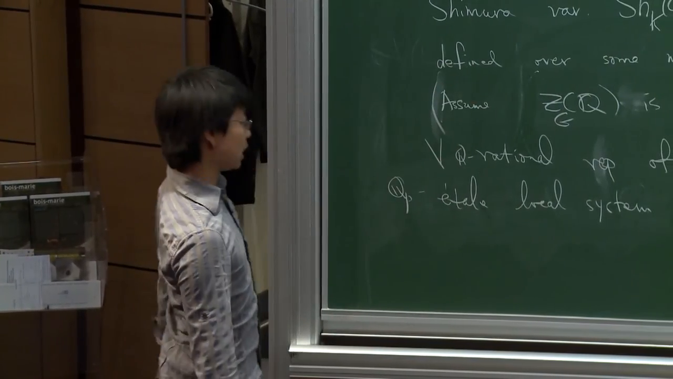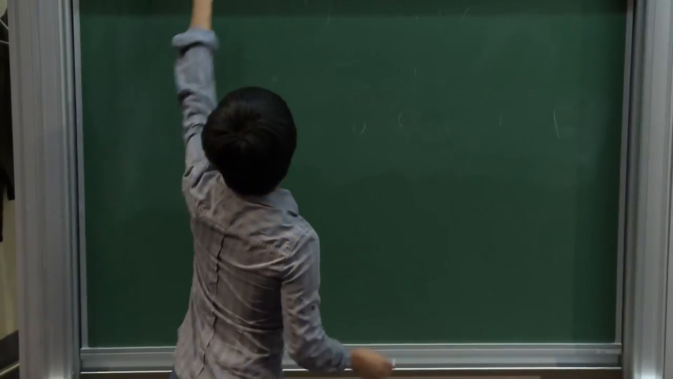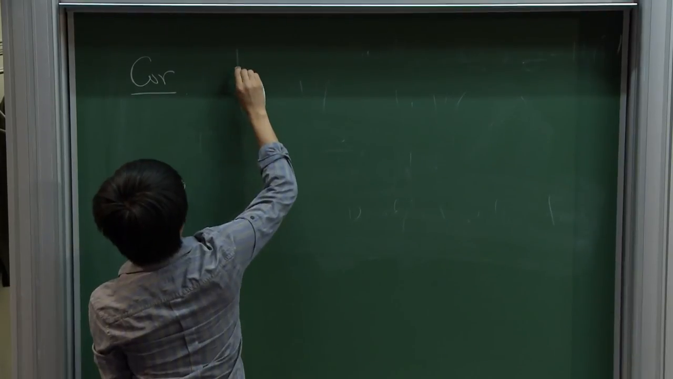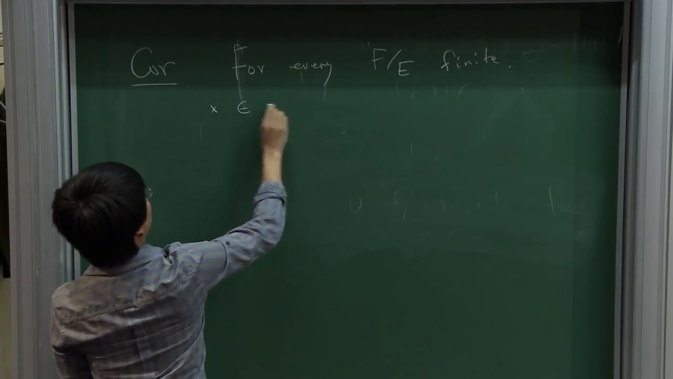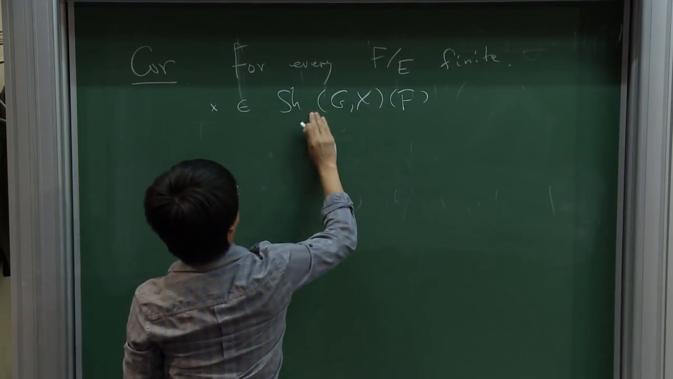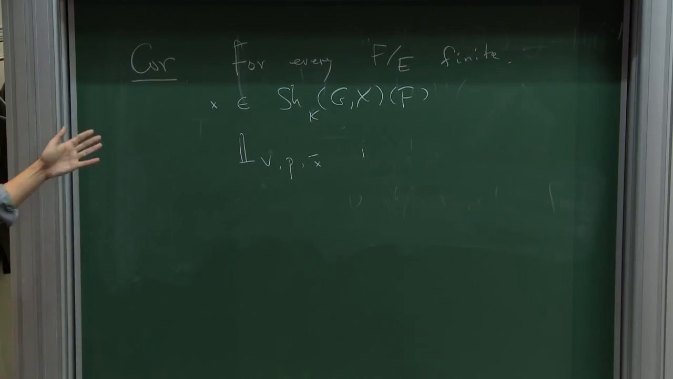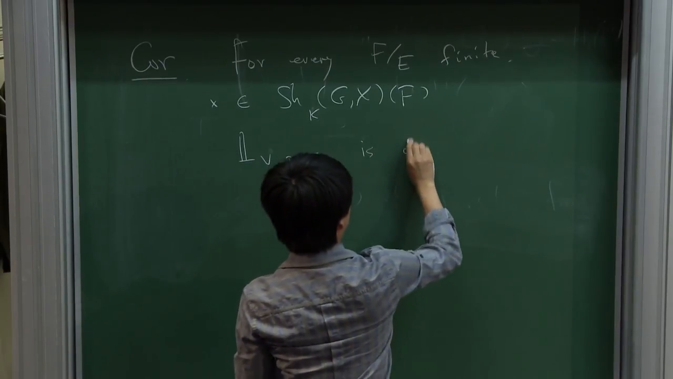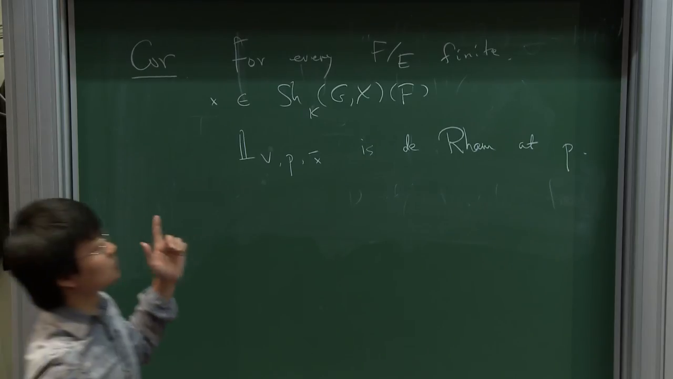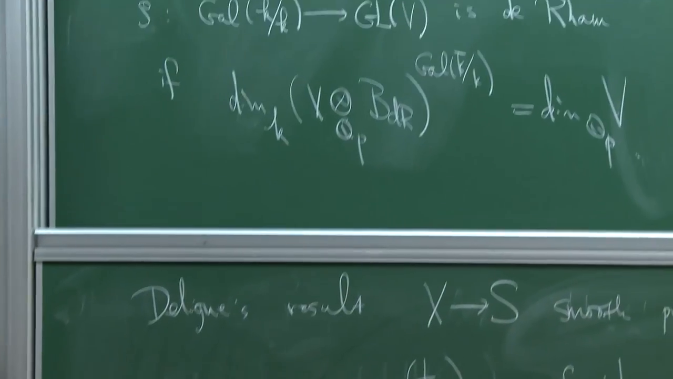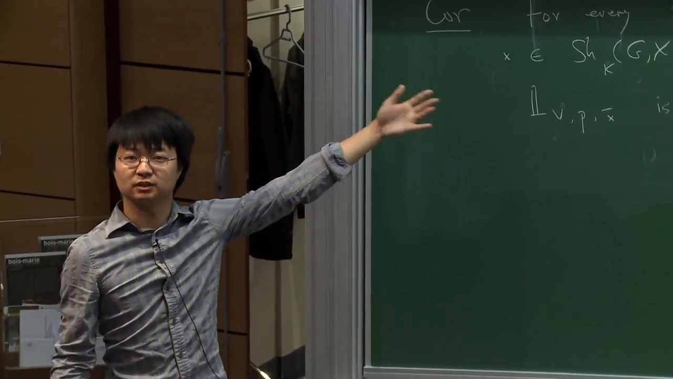The general theory of the canonical model gives you such a thing. And then the corollary is that for every finite extension F over E and a point in the F-points, the corresponding stalk, which is a Galois representation of the Galois group of F, is de Rham at p. So this is the corollary. The proof is simple. It is an observation of Xinwen that on the Shimura variety there are some very special points called special points. You can check that the corresponding étale local system is de Rham there. So by the theorem, it gives you everything.